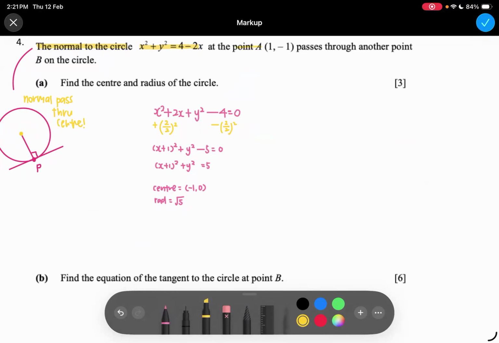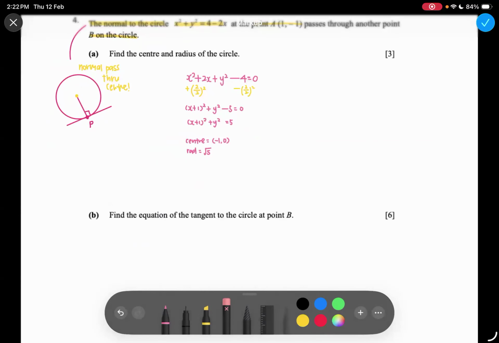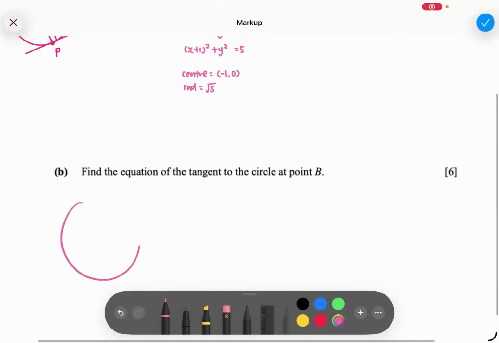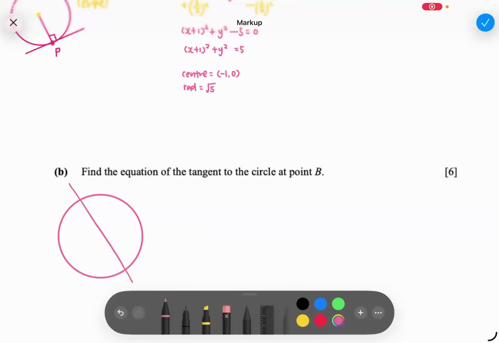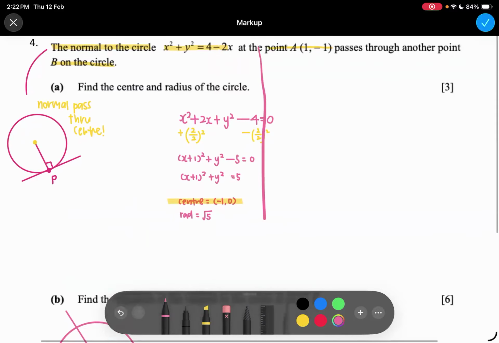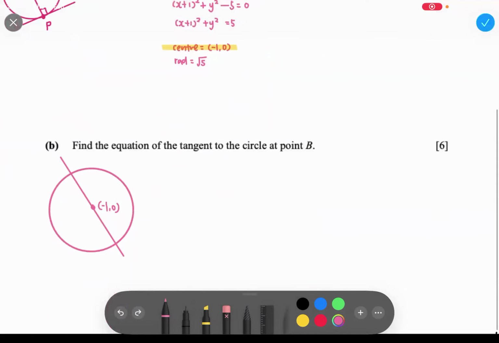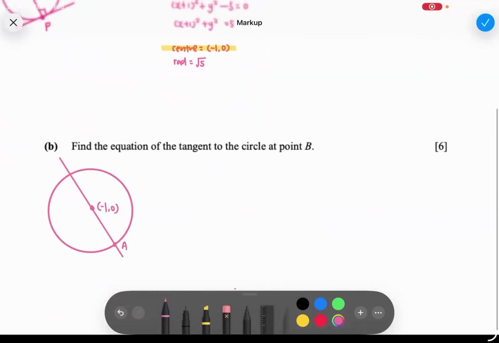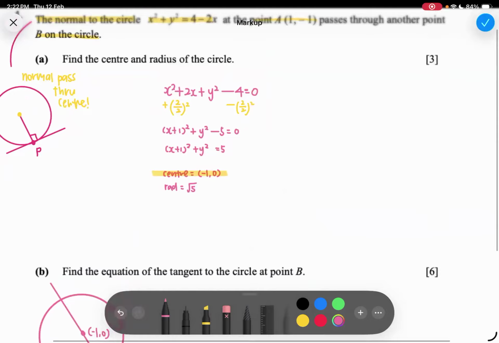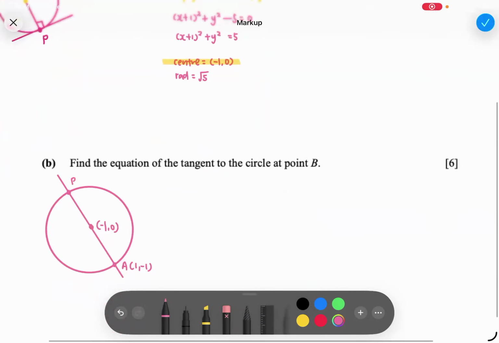Okay, so there's point A, and then it passes another point B. Let me just draw it nicely. I'm going to draw my circle, and then draw a normal first. The normal will pass through the center, so your center is negative 1 and 0. Radius you know also, but the center is very important. Now they say it passes point A. Let's just draw A as 1 and negative 1, and then there's another point B over here.